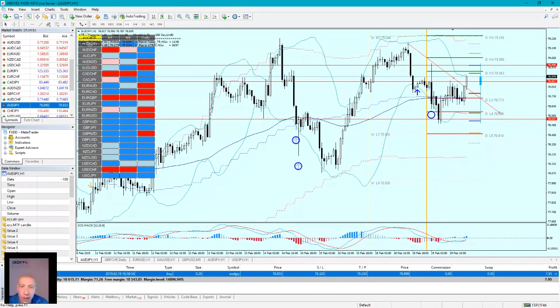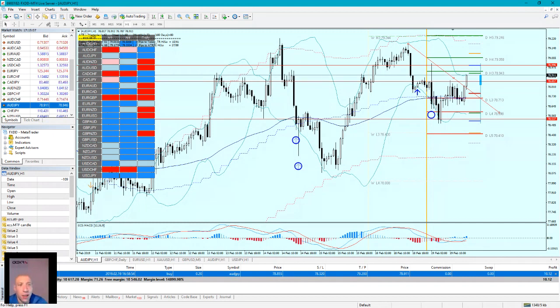So yeah, you see we are up. This is it basically. I don't think that I will make any further trades today. So this is what we have currently.